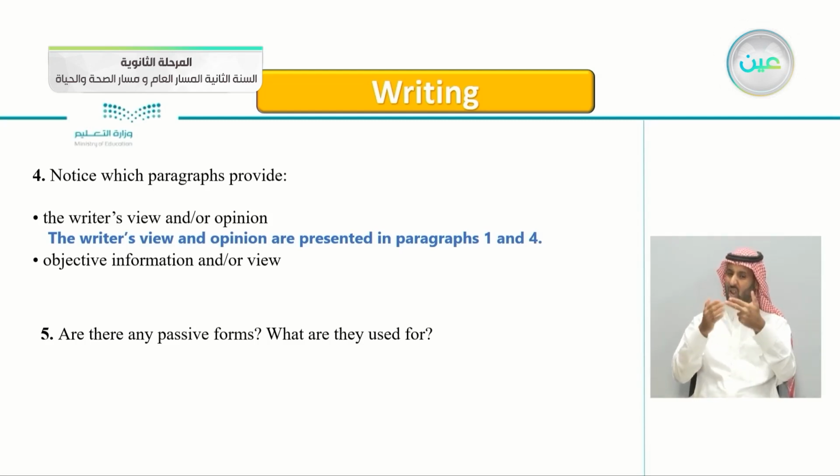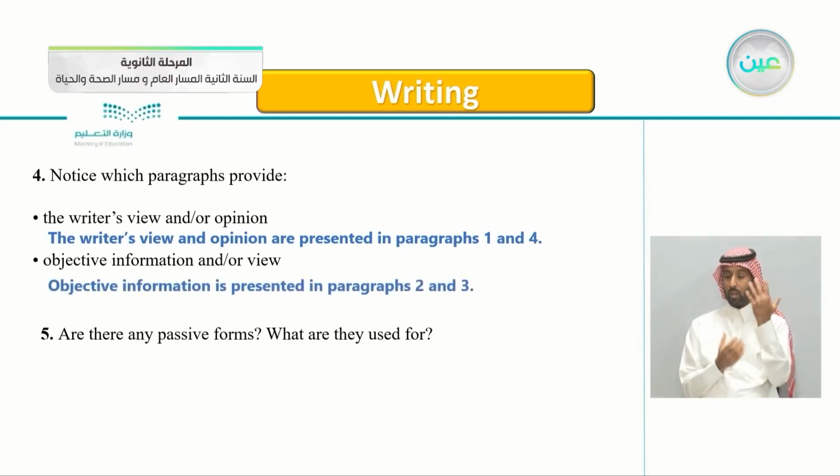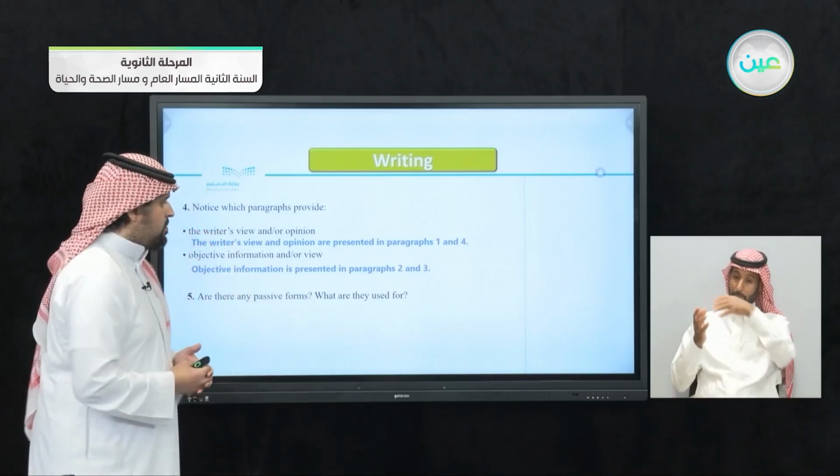Objective information and or view. Objective, without him thinking that. So which paragraphs give us an objective view about the arborist? Let's check the answer here together. Objective information is presented in paragraphs 2 and 3, which we call the body of the essay.